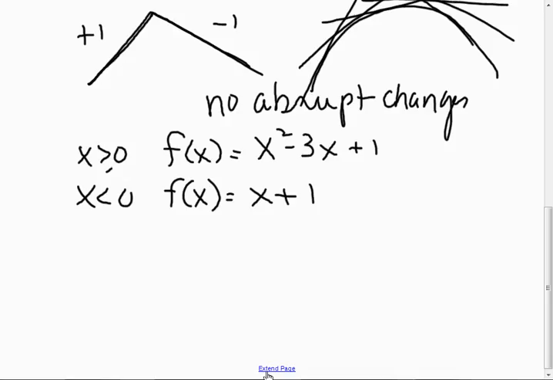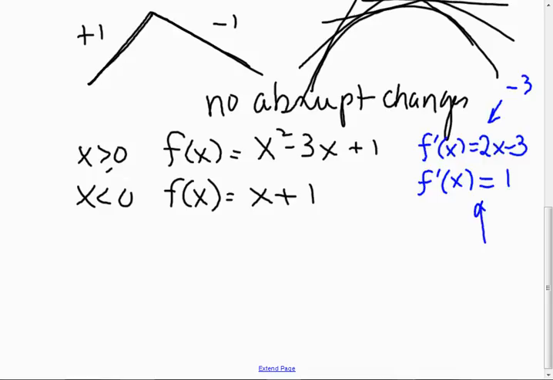So for this side, what's f prime? It's equal to 2x minus 3. And what's this one? It's 1. Now you get to evaluate it at 0. So at 0, this is negative 3. This one is 1. Not differentiable. I meant to find one that was, but that's okay. For it to be differentiable, it's got to be the same coming in from both sides.